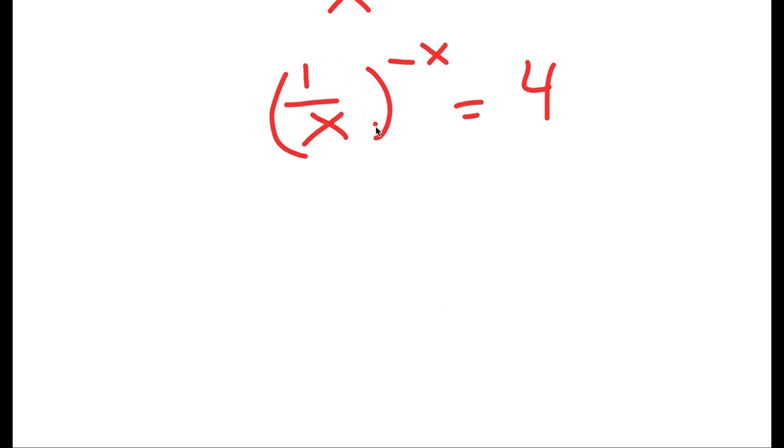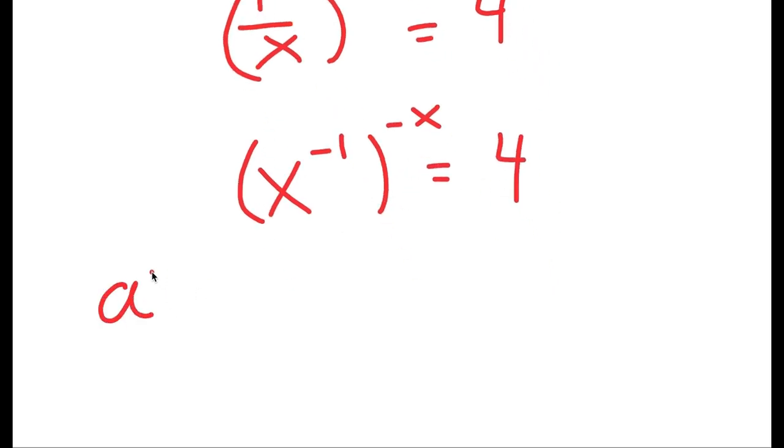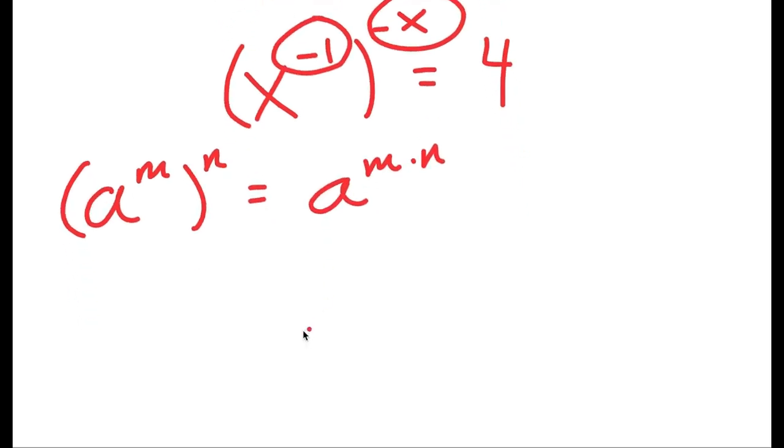And 1 over x is the same thing as x to the power of negative 1, because any number to the power of negative 1 is 1 over that same number. So now I have x to the power of negative 1 to the power of negative x is equal to 4. And if I have something in the form a to the power of m to the power of n, this is equal to a to the power of m times n. So these two multiply, and I get x to the power of positive x is equal to 4.